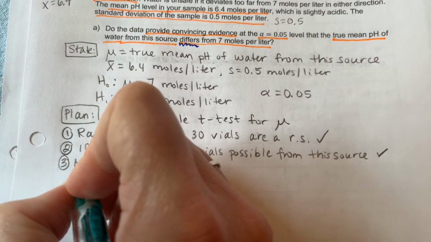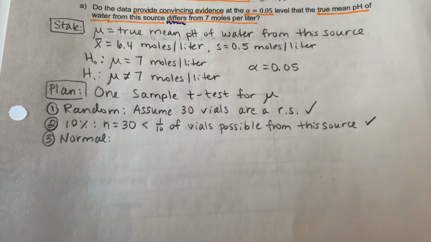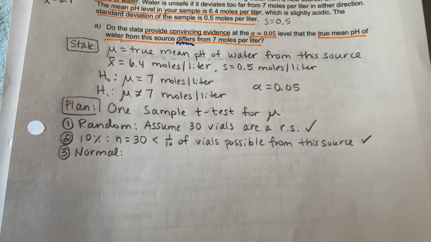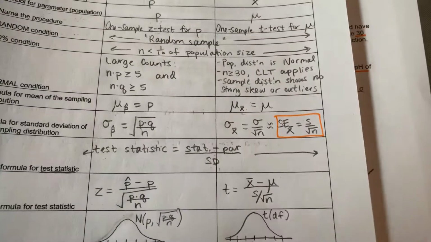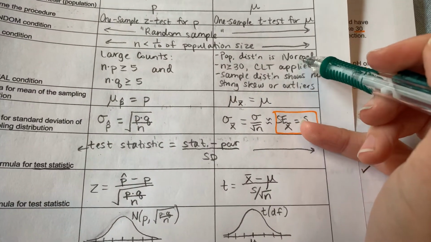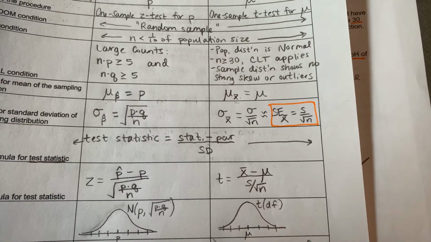Okay, the third condition is the normal condition. Remember, this is not a proportion, so I'm not going to be doing large counts. I have 3 different ways to meet this condition. My population distribution can be normal, n can be greater than or equal to 30 so that the CLT applies, or my sample distribution can show no strong skew or outliers.